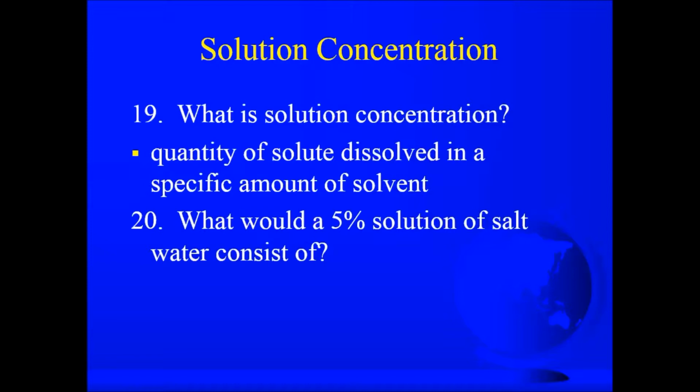One of the ways in which they can report to you how much sugar, how much salt, how much mercury is in the water is by percentages. For example, what would a 5% solution of salt water consist of? Any guesses? How would you make 5%? Well, I can't measure in percent. 5 grams of what? Okay, we're on the right track now. Thank you, Isaac. 5 grams of salt in how much water?